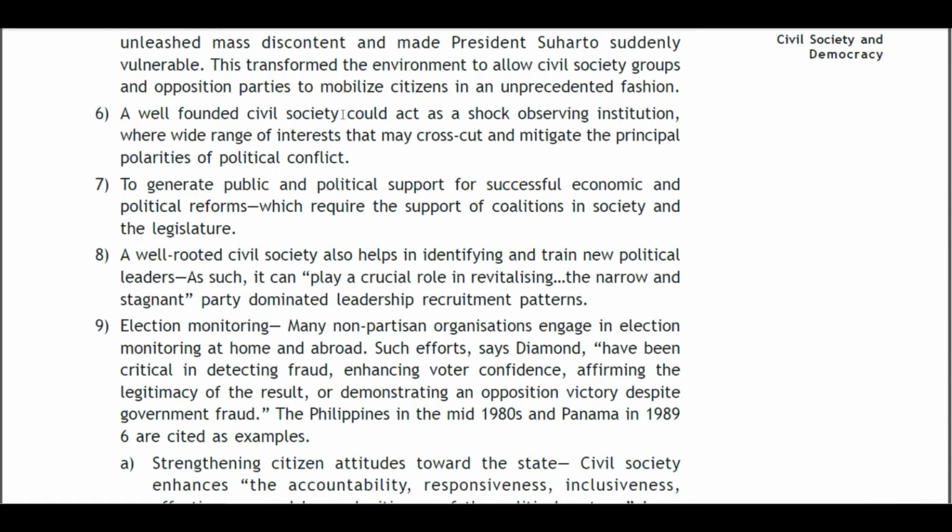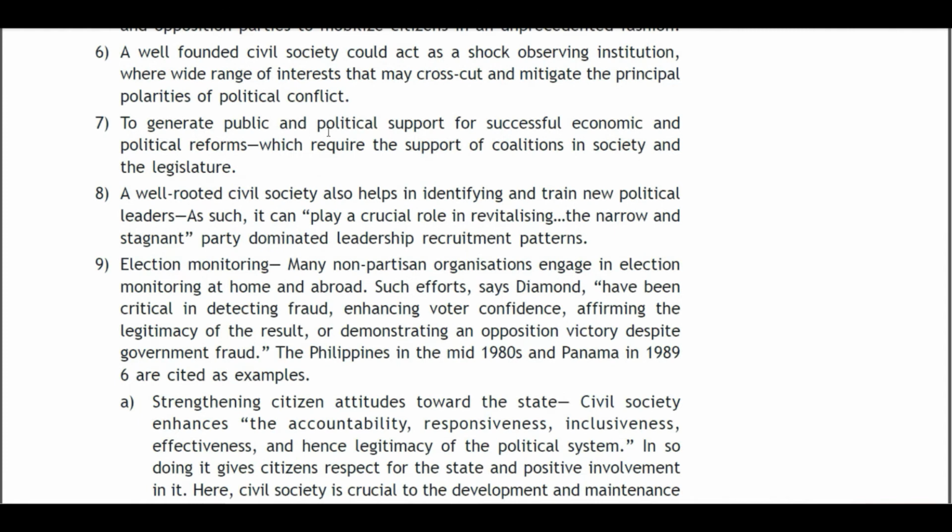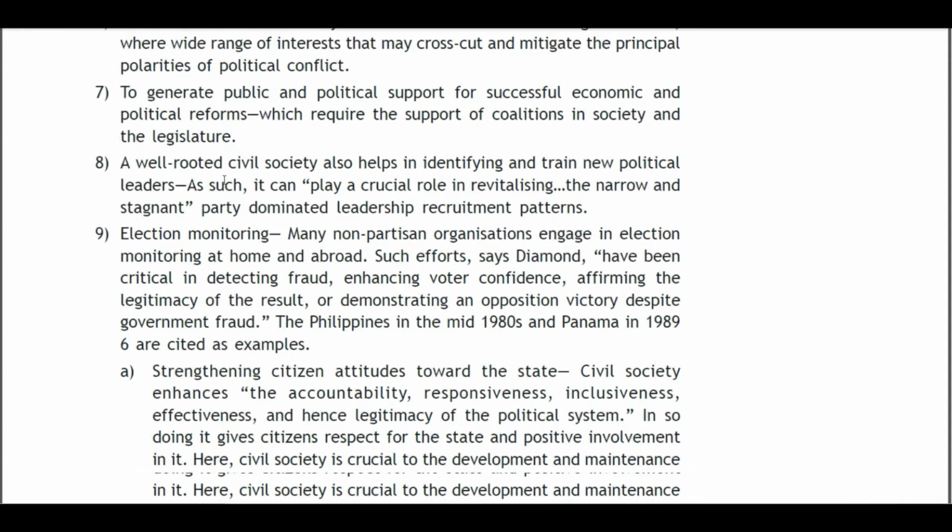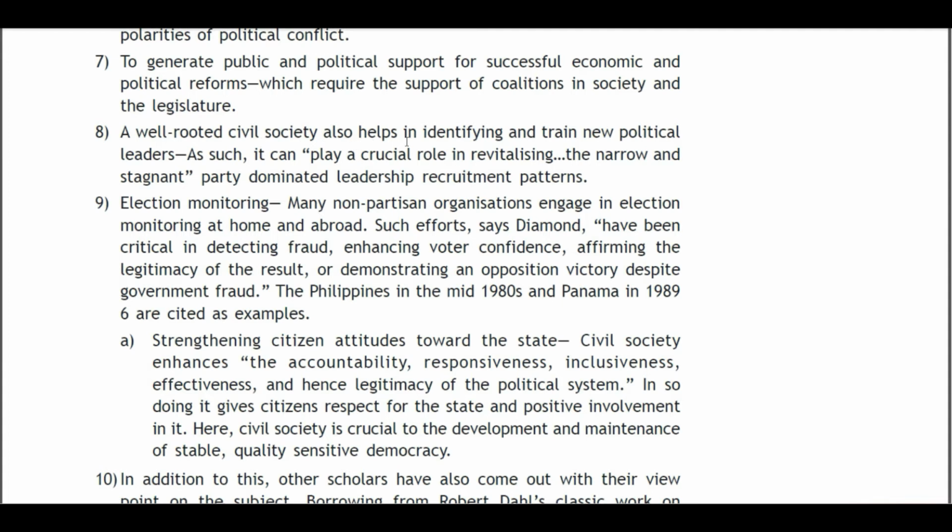Sixth, a well-founded civil society could act as a shock-absorbing institution where a wide range of interests may cross-cut and mitigate the principal polarities of political conflict. Seventh, to generate public and political support for successful economic and political reforms, which require the support of a coalition in society and the legislature. Eighth, a well-rooted civil society also helps in identifying and training new political leaders. As such, it can play a crucial role in revitalizing the narrow and stagnant party-dominated leadership recruitment patterns.